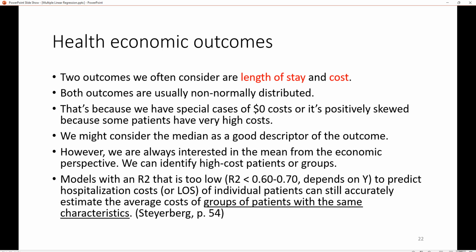We can identify high-cost patients or groups, and if you're working with finance, what they're going to want to use is the mean. So that's often what they would ask for. So if you're trying to project cost in a budget or for future work, you would be working with the mean. Models with an R-squared that is too low to predict hospitalization cost or length of stay of individual patients can still accurately estimate the average cost of groups of patients with the same characteristics.